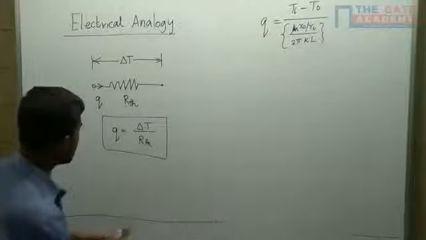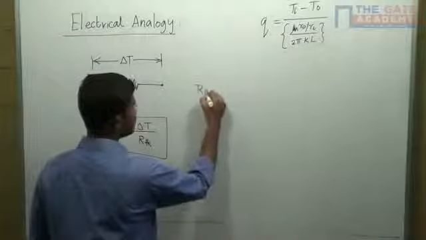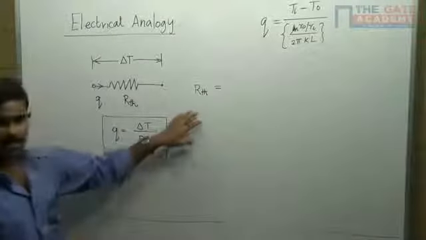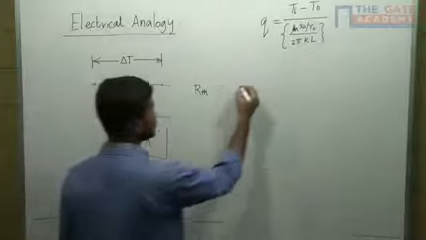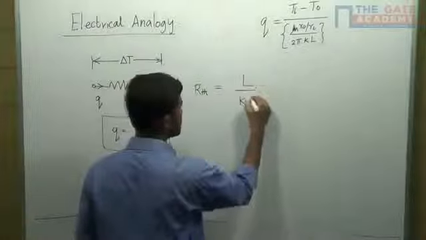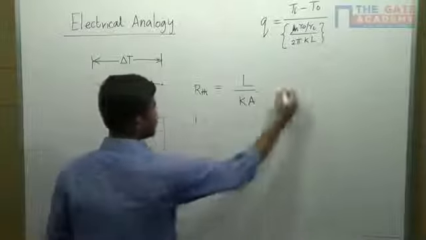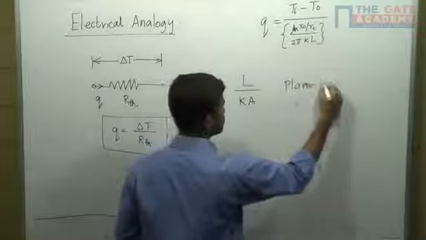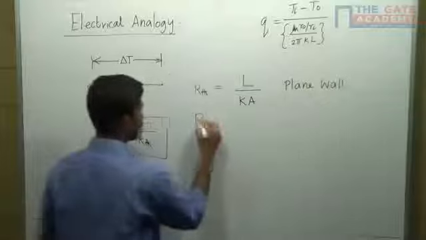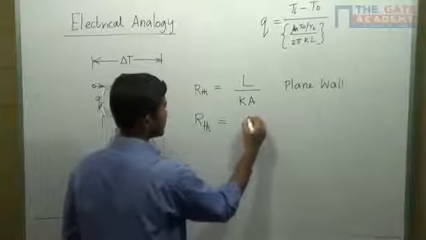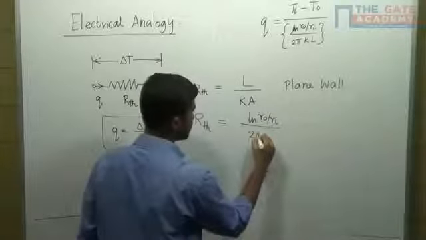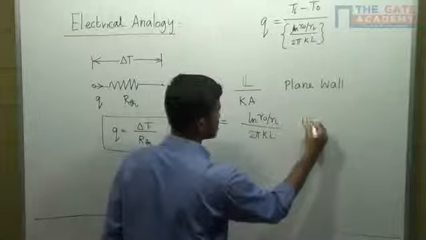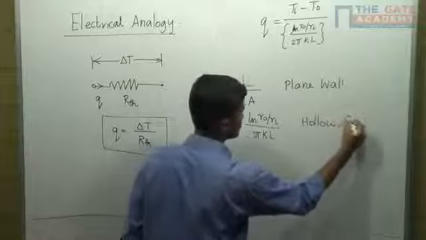You have to remember these values of R thermal for a plane wall and for a hollow cylinder and so on. R thermal for a plane wall was L by kA. R thermal for a hollow cylinder was ln(Ro/Ri) by 2 pi kL.